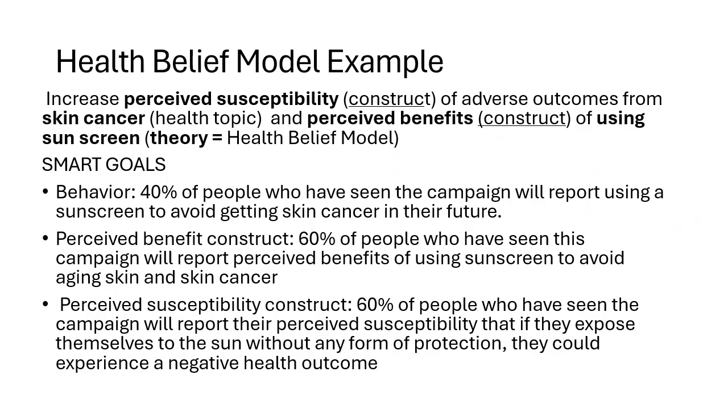So remember, you will have to write 3 SMART goals, and you should have the model in mind as well as the constructs. And so here is an example of the health belief model being used for a campaign aimed at reducing the problem of skin cancer. And the way that this campaign is doing that is to promote the use of sunscreen. The campaign aims to increase the perceived susceptibility of adverse outcomes from skin cancer, and it also aims to increase the perceived benefits of using sunscreen. And so you can see here are the SMART goals that were created with these in mind.